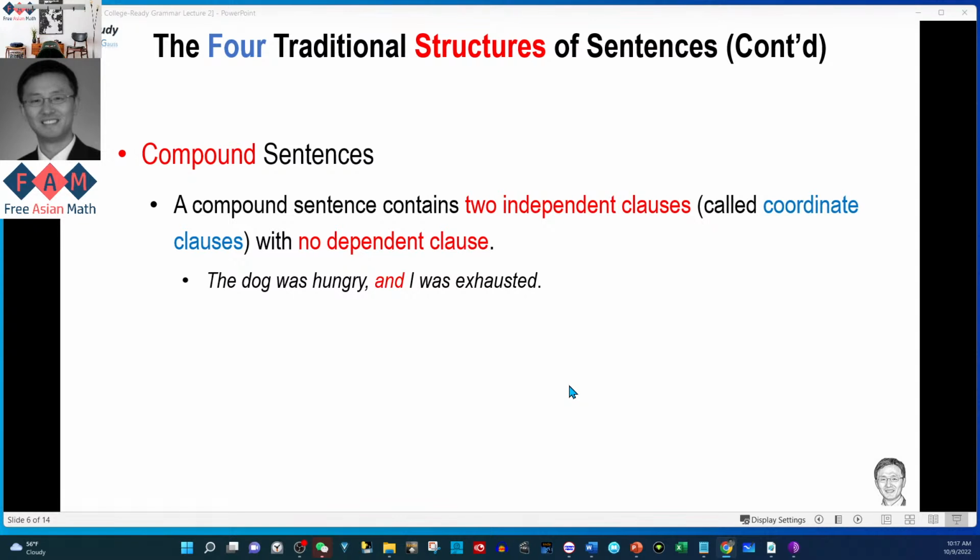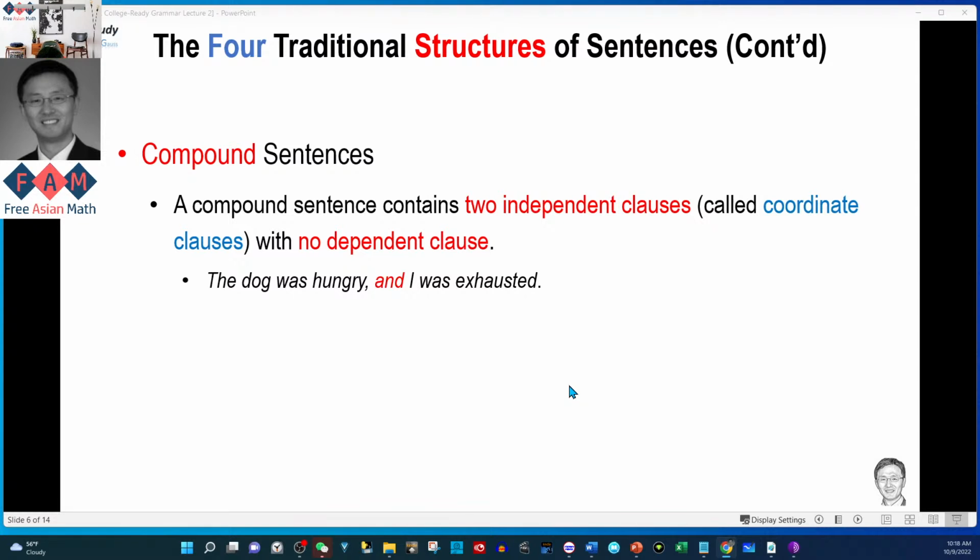The dog was hungry. Well, that's a complete sentence, right? If it stands alone all by itself, the dog was hungry. So that's a complete sentence. Because of that, in this sentence, it appears as an independent clause. Why is it independent? Because we see an "and," which is a conjunction.